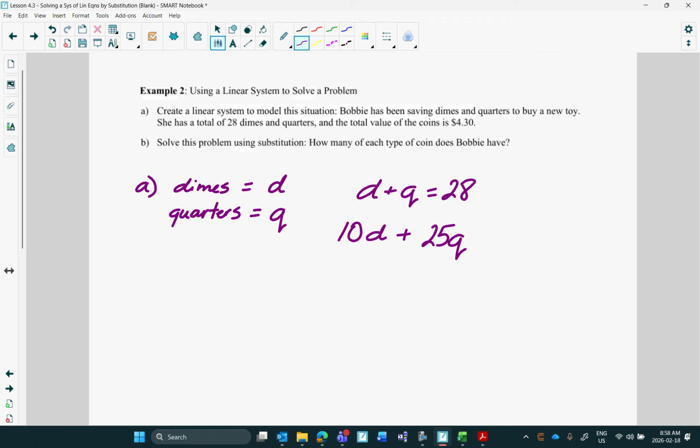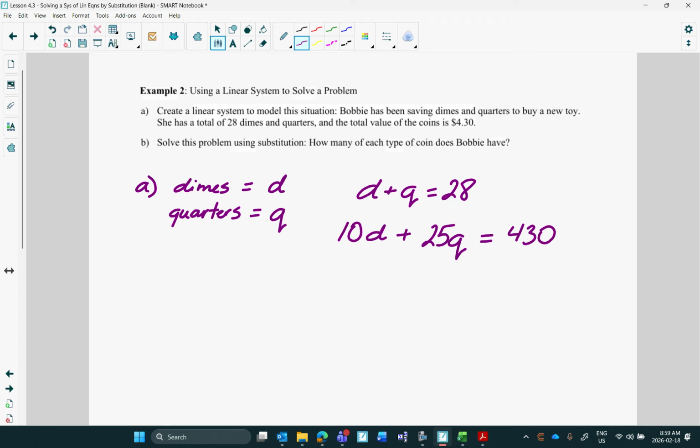So what should I write? In cents. 430, not 4.30. 4.30 is in dollars. If I'm going to write these in cents, I've got to write this in cents. Okay?